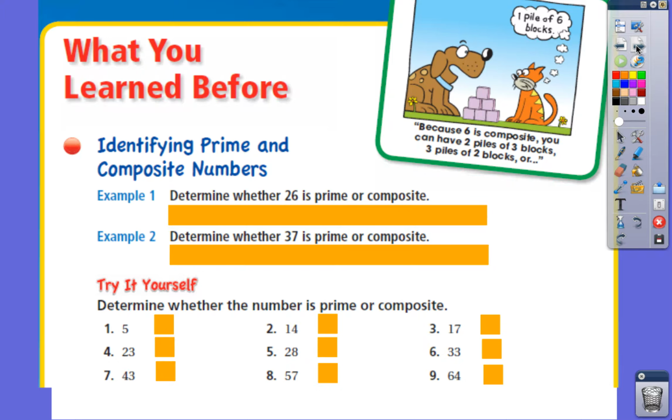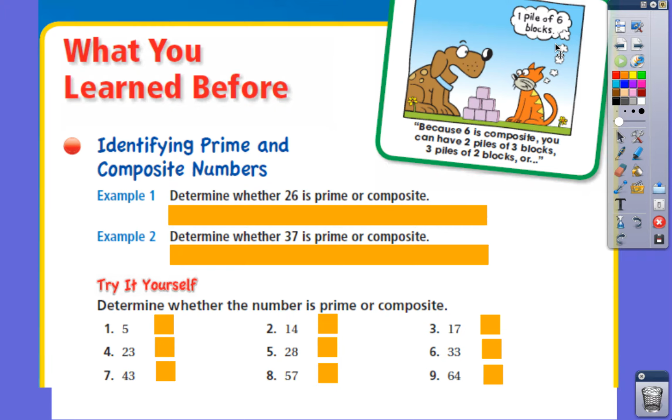Okay, in addition to the front page listing the particular lessons, you're also going to see a page at the beginning of each chapter that talks about what you learned before. In this case, we're going to be talking about prime and composite numbers. Sometimes the skill that you've learned may have been earlier this year in 6th grade. Sometimes it might be referring to a skill that you learned perhaps in 4th or 5th grade. Often along with that skill, you're going to see additional comics that deal with that particular skill.